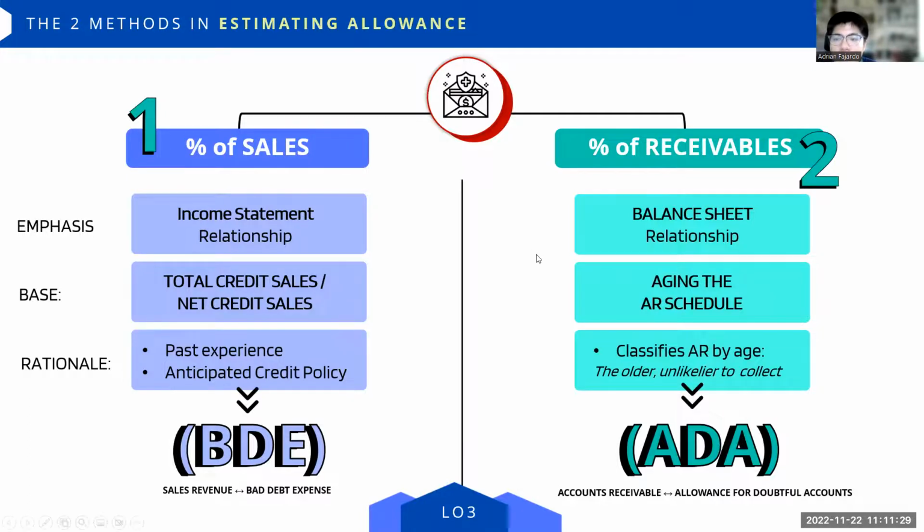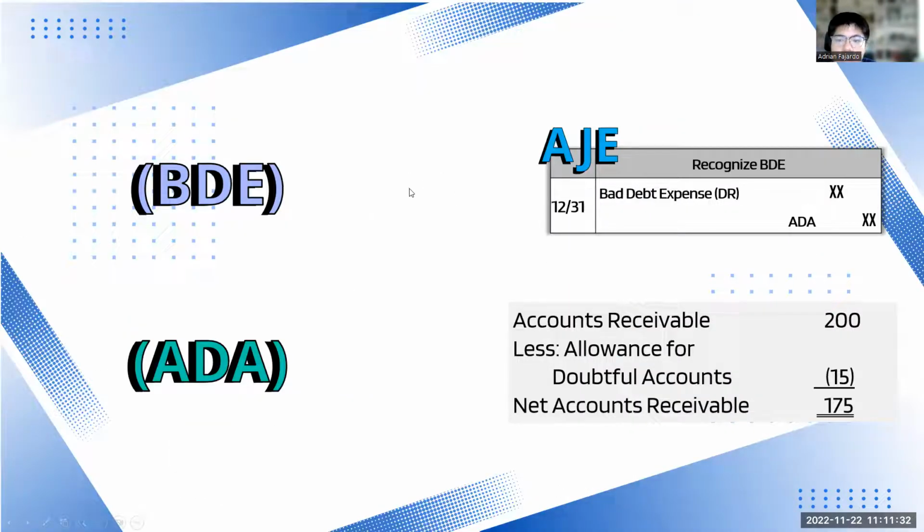So bakit importante to? Kindly take note na your BDE will directly affect your adjusting entry for the period. So if you have your BDE, makukuha mo na yung adjusting entry mo for the period, which is BDE ADA, debit credit. Your ADA naman will help give you your net accounts receivable. So if we're using a different base, we'll get different items. Okay, I understand, medyo confusing pa siya. So let's look at an example, right? And then let's understand from there.